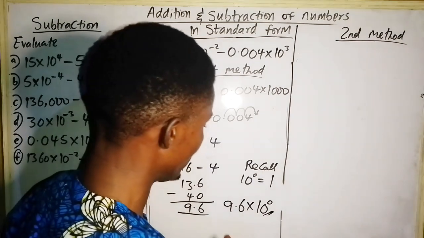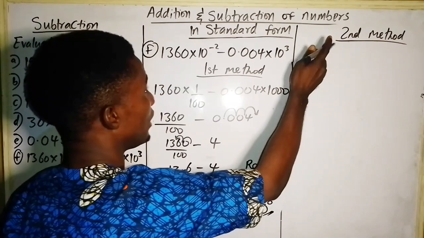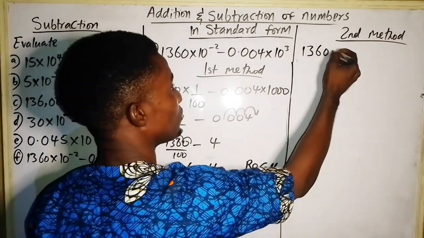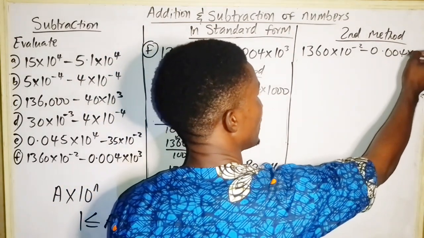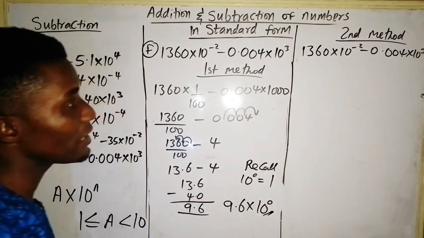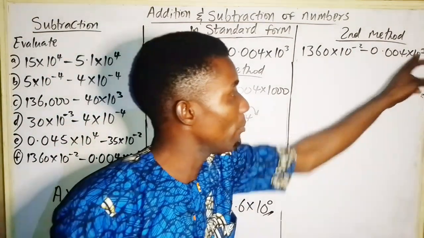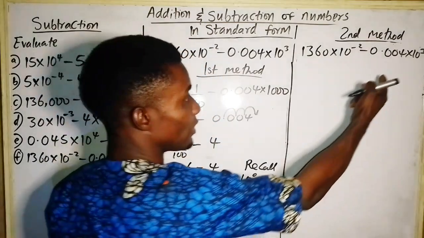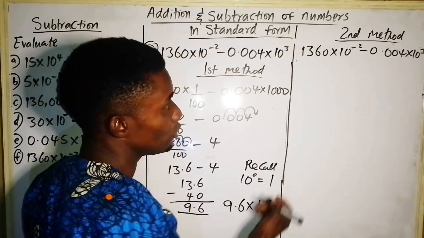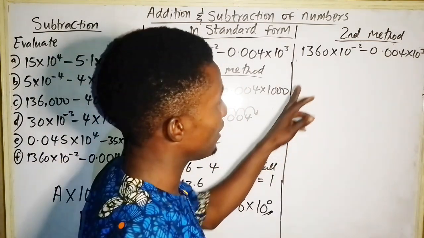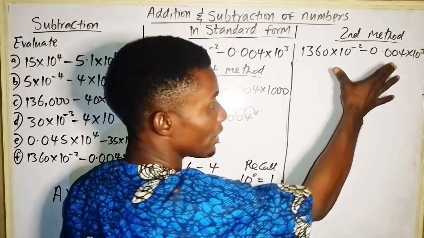Now let's use the second method to see if we're going to get the same answer as the first one. So let's go. We have 1360 times 10 raised to power minus 2 minus 0.004 times 10 raised to power 3. In this case, all we need to do is to adjust our base and exponent to be the same, maybe minus 2 or minus 3, either of the two. But let's make our exponent raised to power 3, because if we change this one, it's going to be longer than the other one. So we change this one to have an exponent of 3 as well, so that we're going to have a common factor of times 10 raised to power 3.